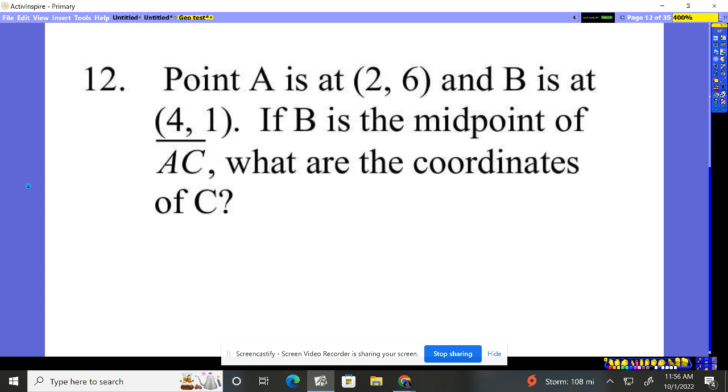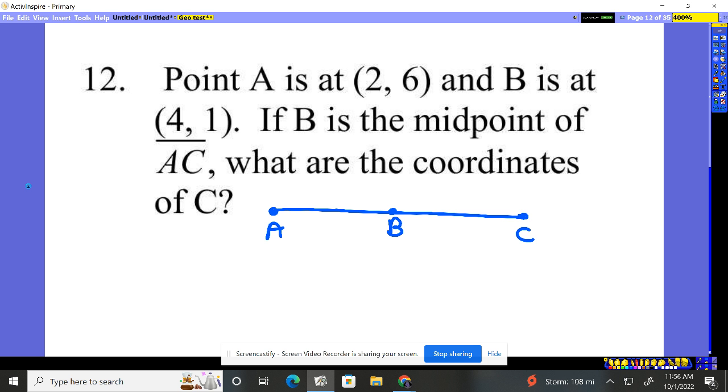Point A is at (2, 6) and B is at (4, 1). B is the midpoint. Now, I need to draw a picture here. Okay, so let's see what I have. It says B is the midpoint of line segment AC. So here's line segment AC. It says B is in the dead middle. Let's see what we now know.